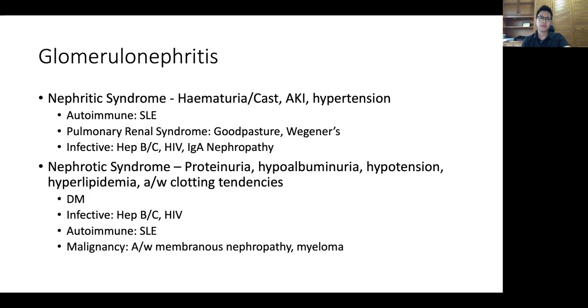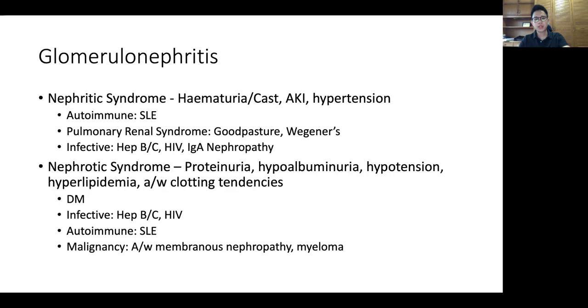So important causes to evaluate for would be, number one, autoimmune conditions like lupus. The pulmonary renal syndrome groups of conditions are very important. So good PACES wetness, it's important to take a history for associated respiratory symptoms and hemoptysis. Infective causes such as Hep B, Hep C, HIV. IgA nephropathy, strictly speaking, isn't an infective cause per se, but can be associated with what we call a synpharyngitic picture, where there's ongoing sore throats and an onset of what sounds like a nephrotic picture.